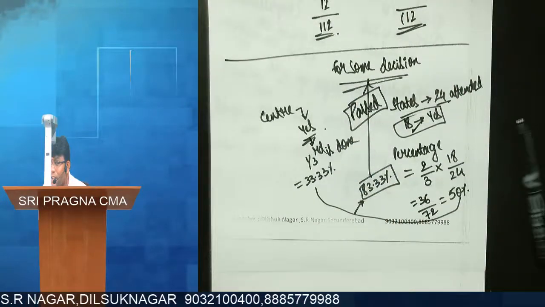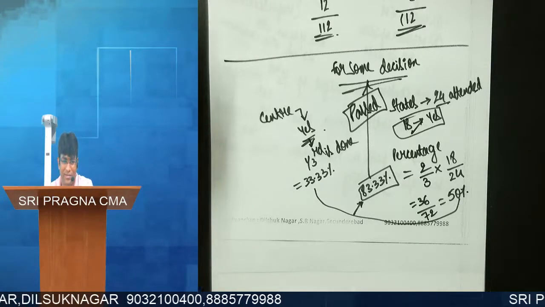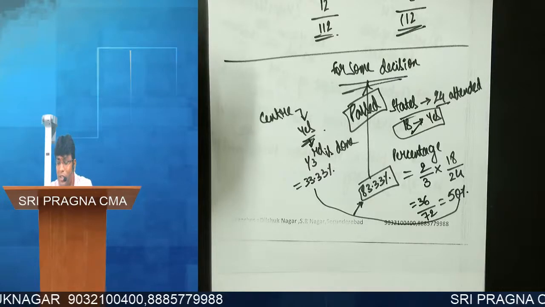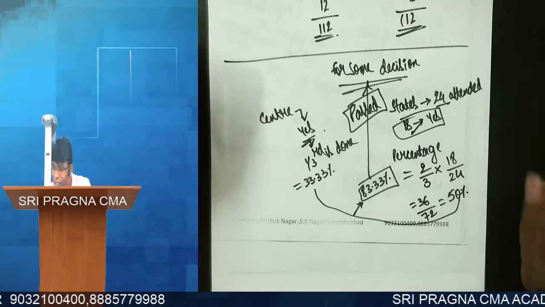You are getting my point? Imagine 24 states attended, 12 said yes. How will you calculate? 2 by 3 into 12 by 24, which comes to 24 by 72, which comes to 1 by 3, which is 33.33.